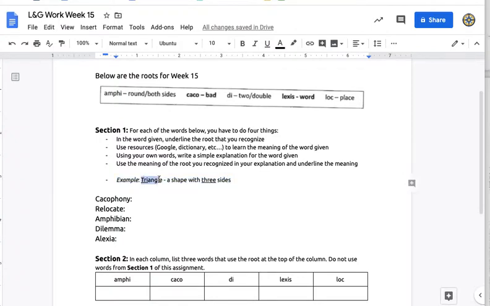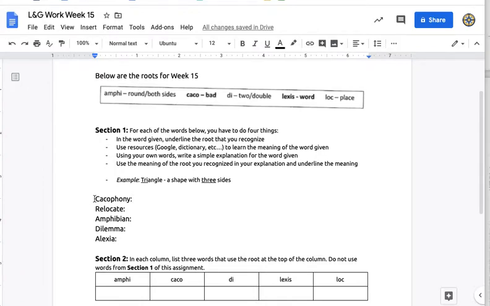Triangle is the word that was given. Tri is the root that I recognize. And here's my explanation. A shape with 3 sides. You can see I've underlined 3. Why did I underline 3? Because 3 is the meaning of the root that I recognize. The root that I recognize is tri, and tri means 3.